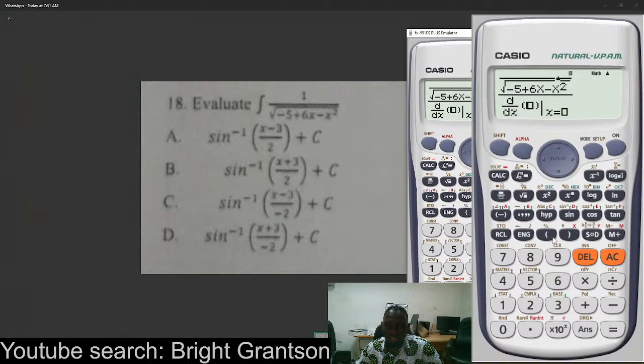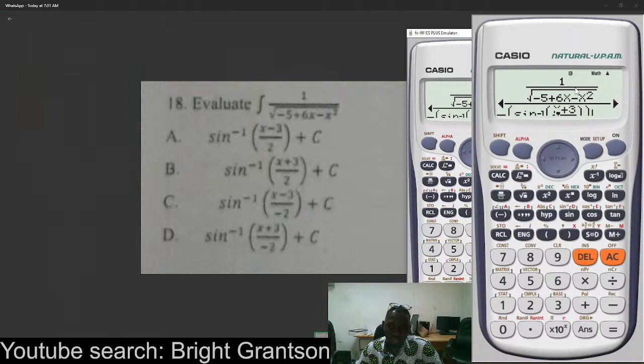Because of that negative element, let me punch sine inverse. As you are doing this, make sure your calculator is in radian mode, otherwise you will not get it correct. Let me try this one, the answer is actually sine inverse of x plus 3 over 2. Now try 0.1. It's giving me a math error. The reason is the radical in the denominator is negative, and you can't get a root of a negative number.